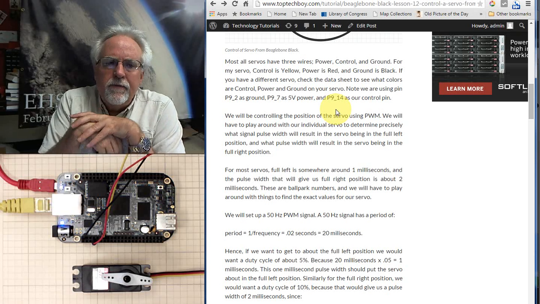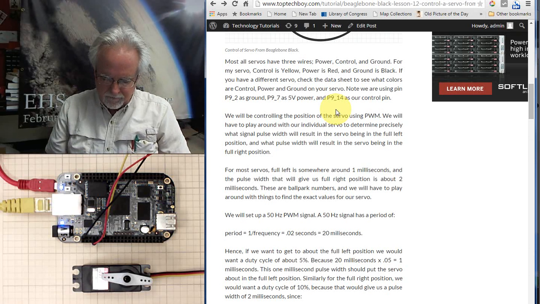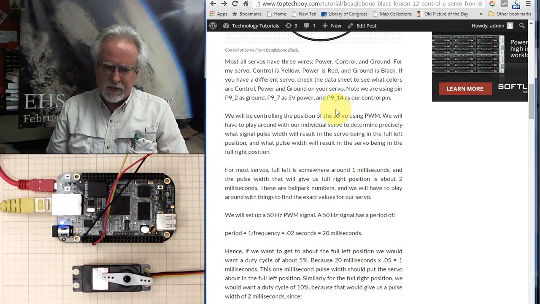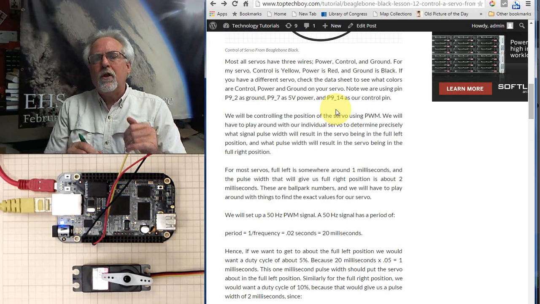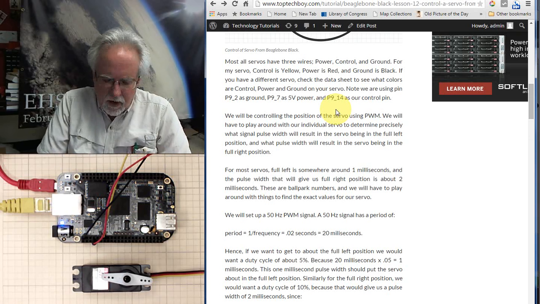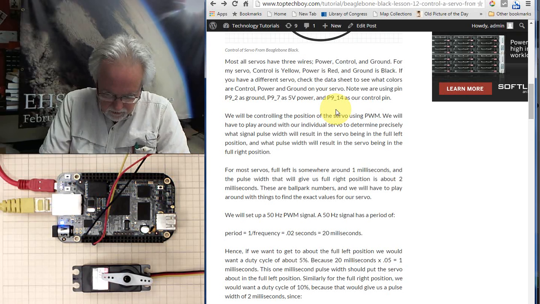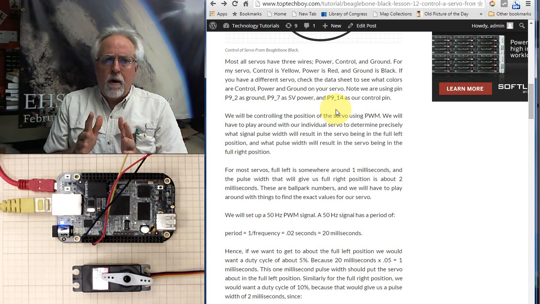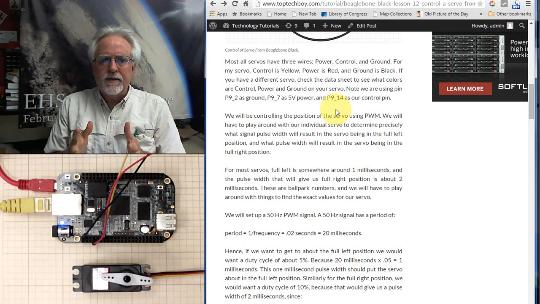We're going to be using a 50 hertz signal, and so a 5% duty cycle would correspond to a 1 millisecond pulse width, and a 10% duty cycle would correspond to a 2 millisecond pulse width. So roughly, as a starting point, if I do a 5% duty cycle on a 50 hertz signal, I should be full left. 10% duty cycle on a 50 hertz signal, and I should be full right. Those are ballparks. That's what we're going to use to fine-tune and to tweak this thing in.